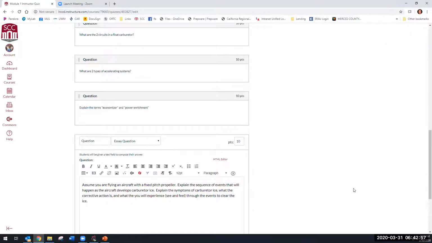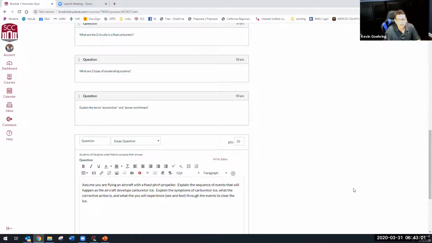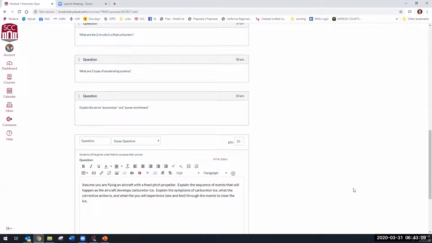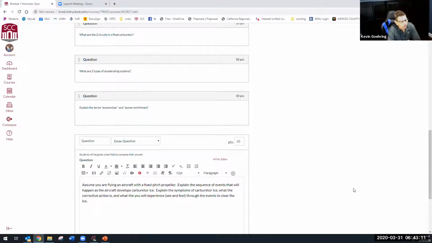It doesn't matter that it is a fixed pitch propeller. It really does. It matters a lot. Yes, it does. Because if it's a fixed pitch propeller, you're going to reference the engine RPM. If it's a constant speed propeller, you're going to reference the manifold pressure gauge.